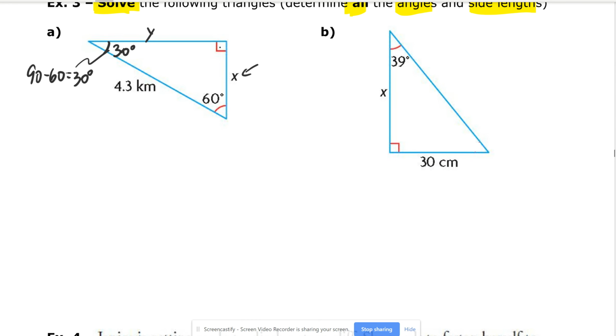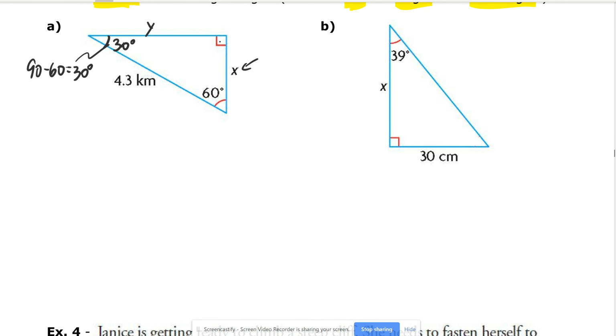Okay, now, next. What am I looking for? I'm looking for x. If 60 degrees is my reference angle, x is going to be my adjacent side, and 4.3 kilometers is going to be my hypotenuse. So you think, okay, which trig ratio links the adjacent and hypotenuse? And that would be the cosine ratio. The cosine of my angle 60 degrees is equal to the adjacent side x divided by the hypotenuse 4.3.